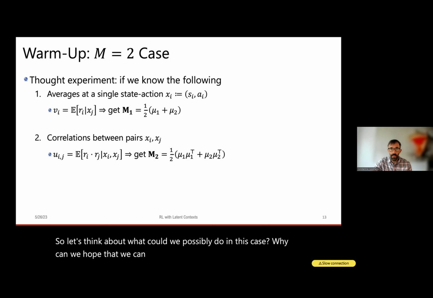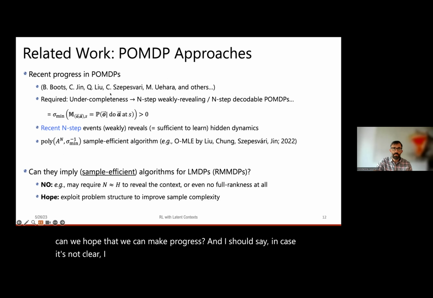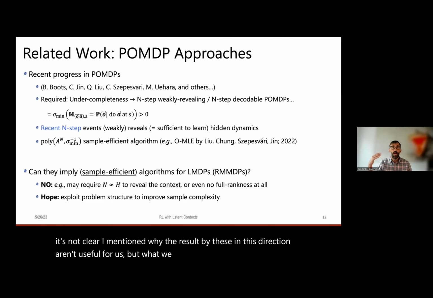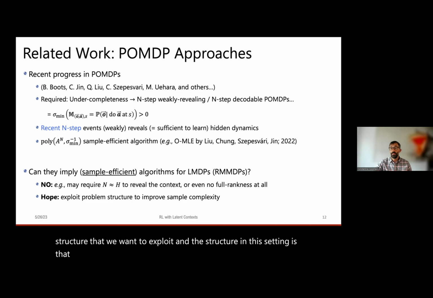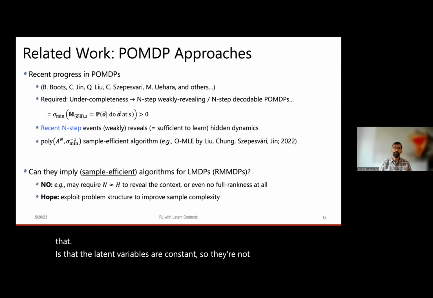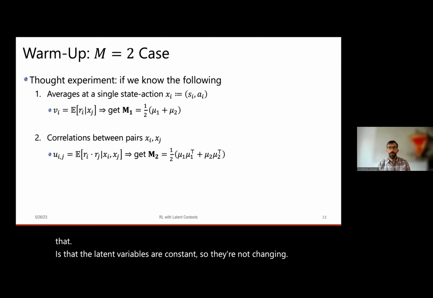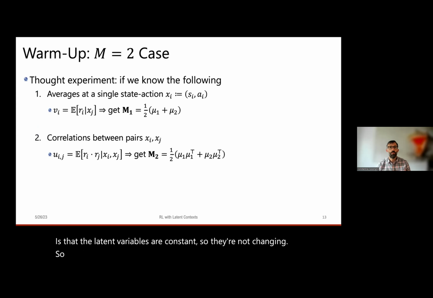Oh, and I should say, in case it's not clear, I mentioned why the results in this direction aren't useful for us. What we have is a different kind of structure that we want to exploit, and the structure in this setting is that the latent variables are constant, so they're not changing. So just as a simple case of why we hope that we could do well.